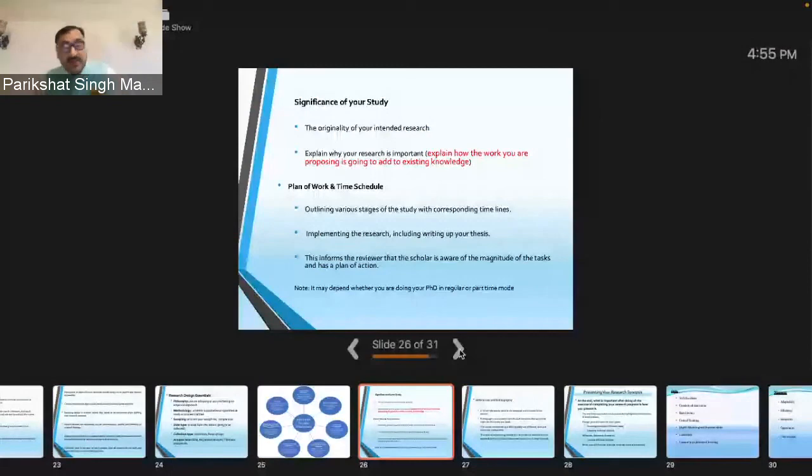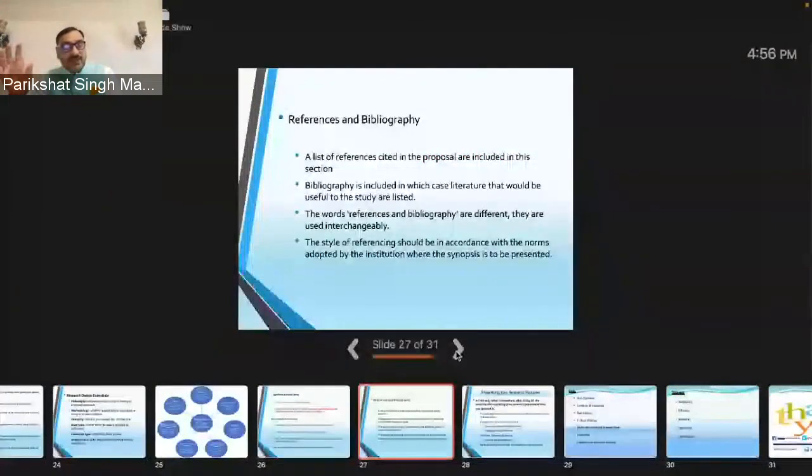Outlining various stages that correspond with your research, and whether you're doing part-time work or full-time work, that's also one of the very important aspects. Giving a list of references is an important aspect that you need to provide, and the citing of various proposals, the references, the bibliography. Sometimes these words are used interchangeably, but sometimes they are not. So that is very important.